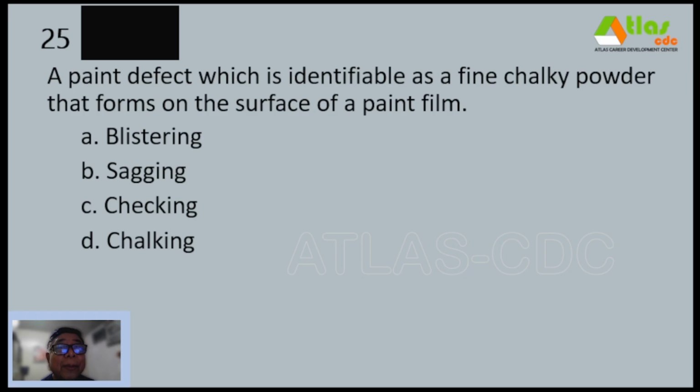25. A paint defect which is identifiable as a fine, chalky powder that forms on the surface of a paint film. A, blistering. B, sagging. C, checking. And D, choking.